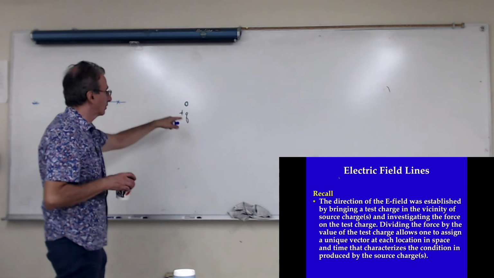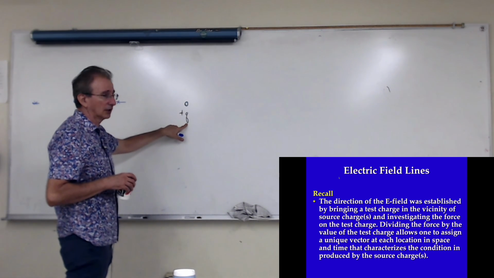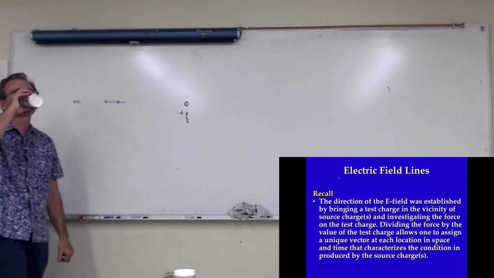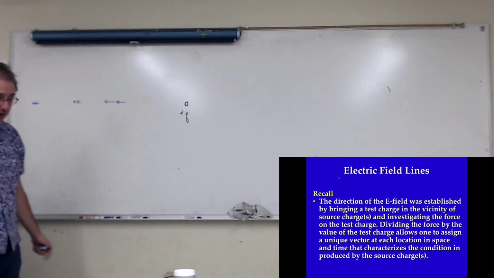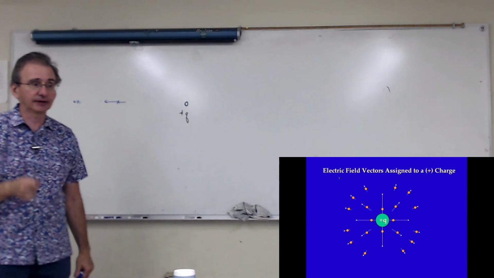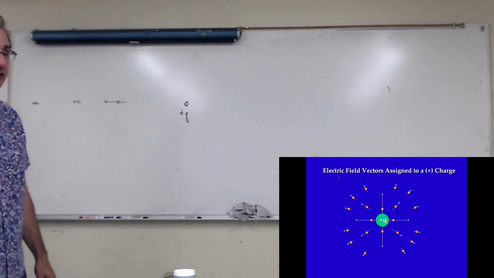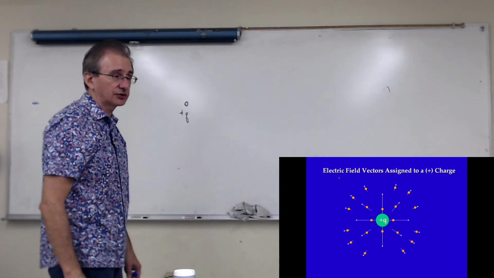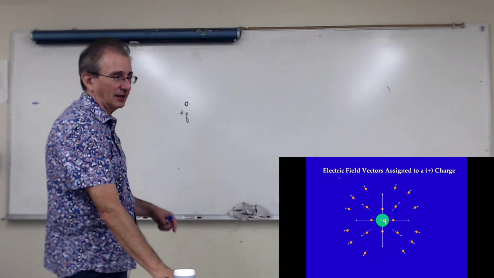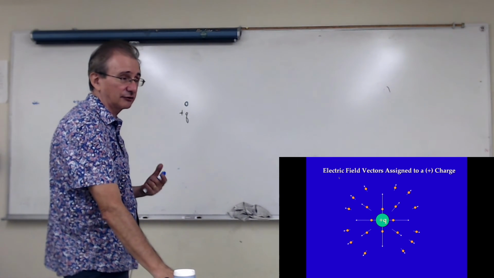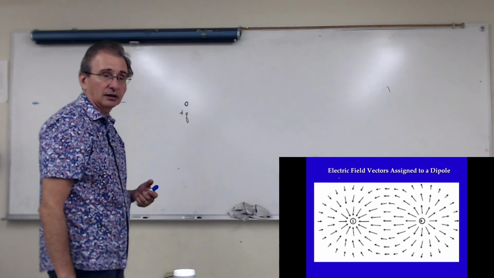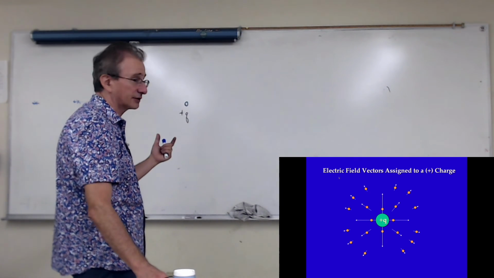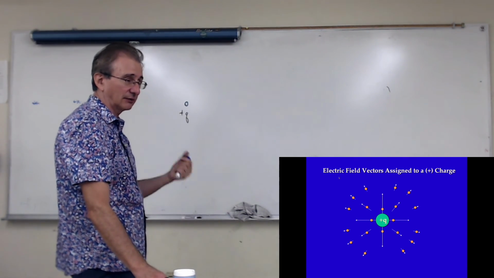So I can define a unique vector everywhere in space that characterizes the condition this charge produces in space and time. I can draw a picture, as you see in that slide. Those are electric field vectors assigned in space as a result of a positively charged particle. But I can connect those vectors to create something called a field line. So here's the example of the vectors that are assigned in space due to a positively charged particle.